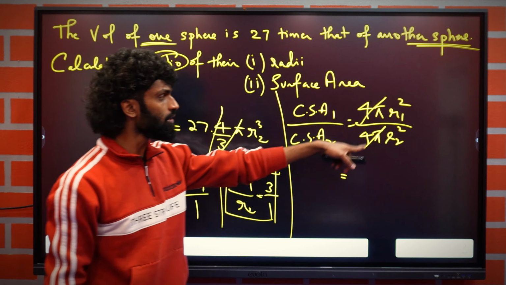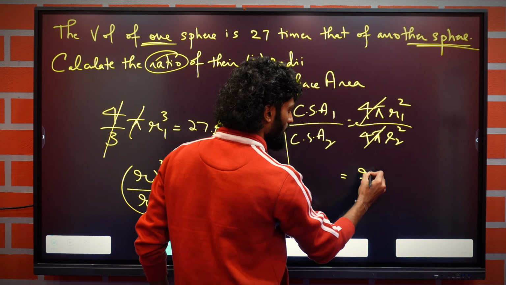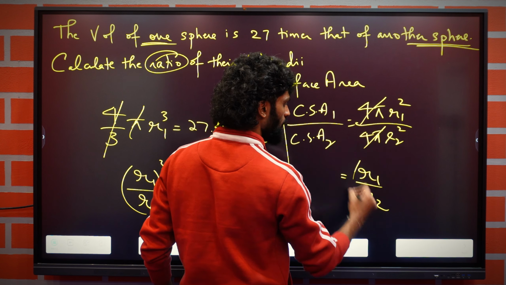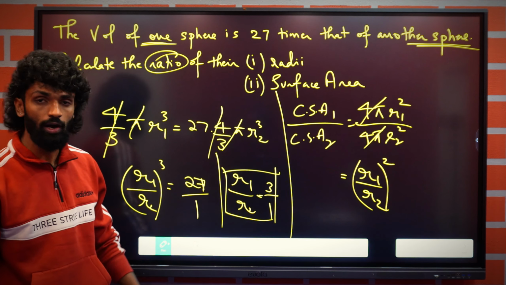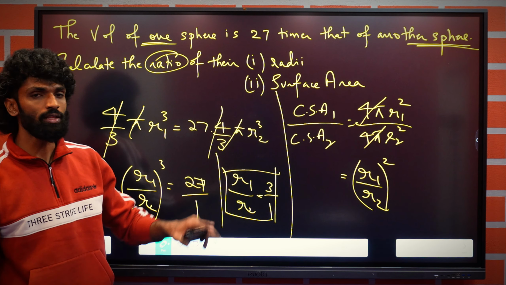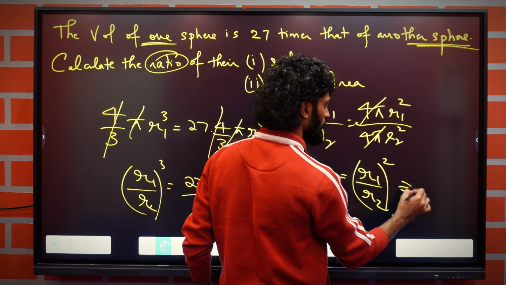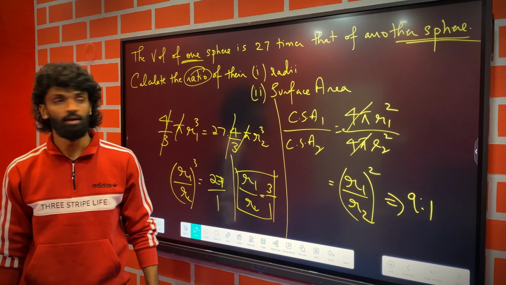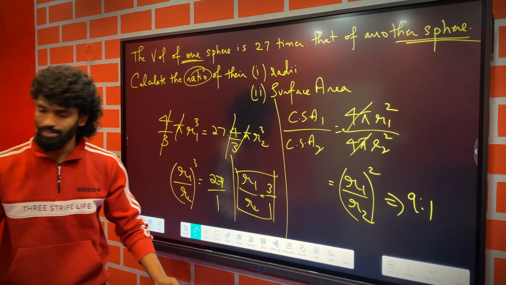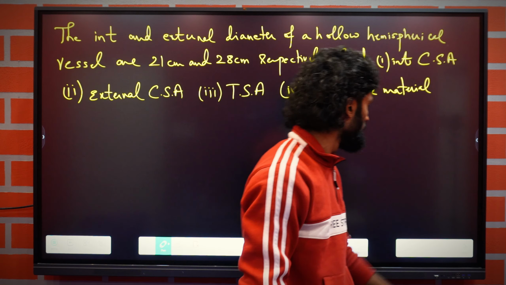Do we know R1 is to R2? See, I'll simplify it for right now. I'll write it as (R1/R2) the whole square. Both are the same. The good thing is I know the value of R1 is to R2. What is it? 3:1. If you square 3:1, the answer is going to become 9:1. This is exactly the pattern they're expecting you to present your answers in, because it says the word ratio. That's it.